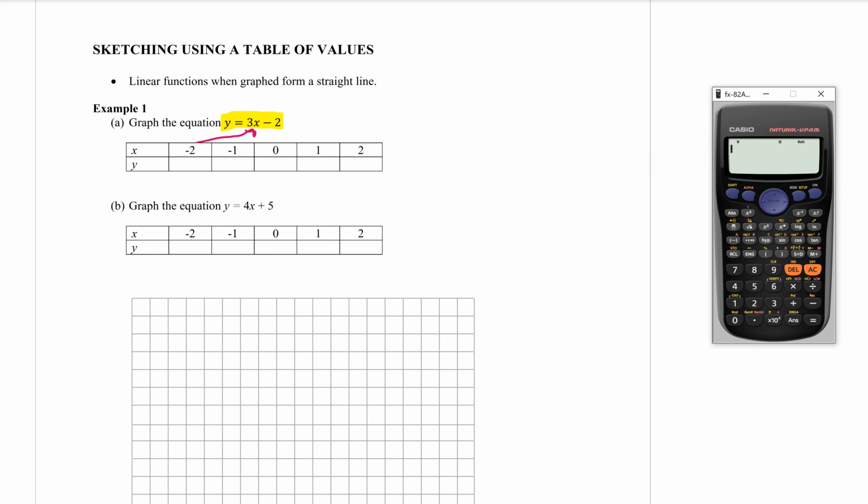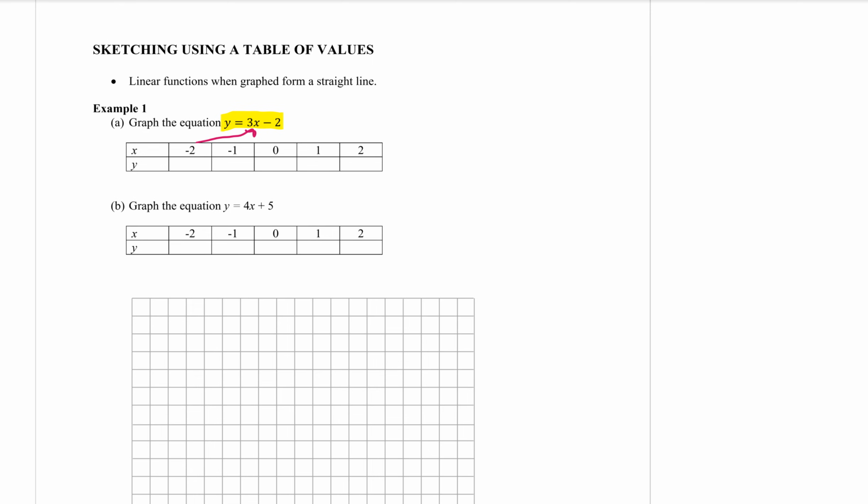Also remember that if a 3 and an X are next to each other, you need to put a multiplication sign in. So I'm going to have 3 times, replacing that X with -2, and then I have a -2 in my equation as well. I press equals, and that tells me that my first Y value is -8.